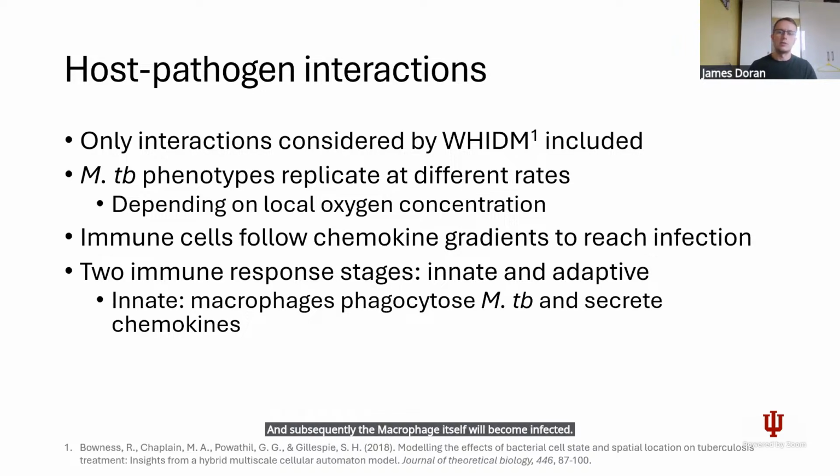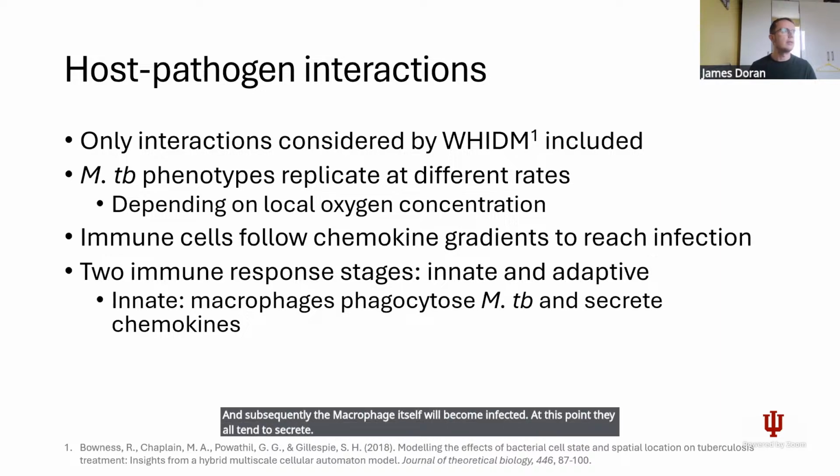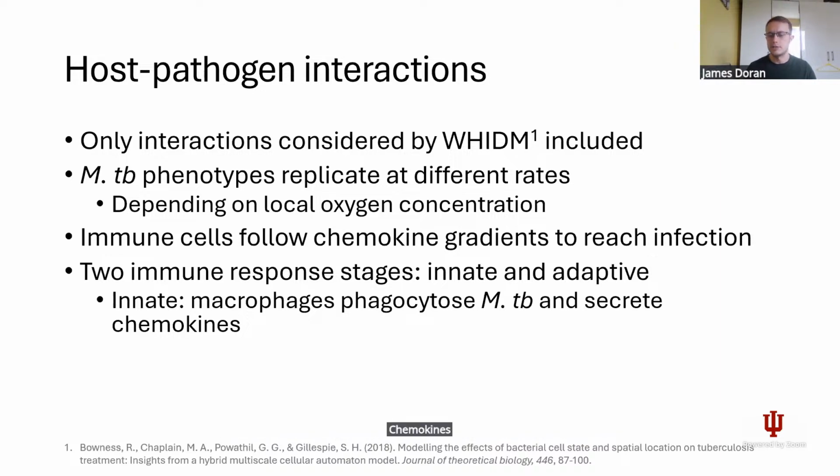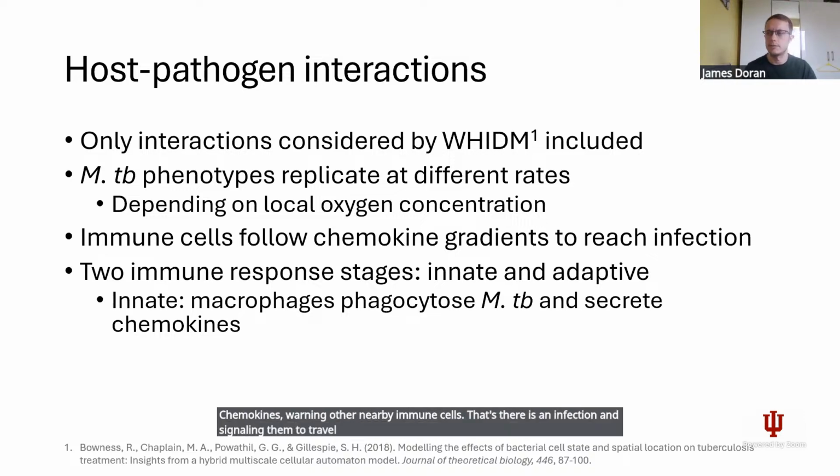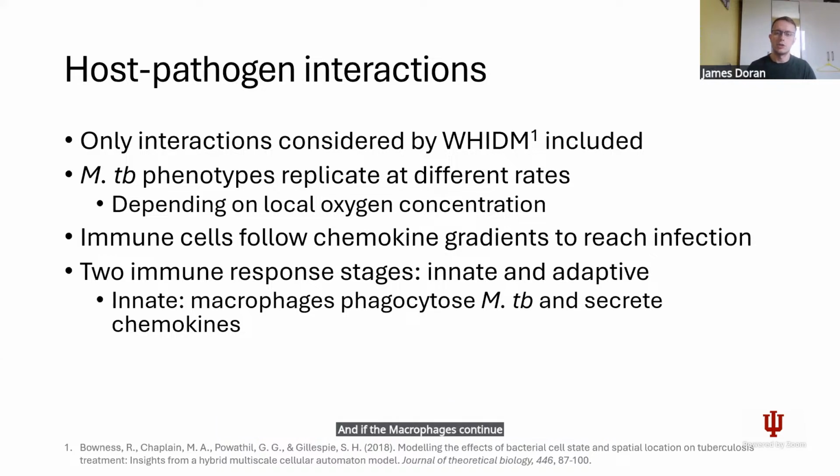At this point, they will tend to secrete chemokines, warning other nearby immune cells that there is an infection and signaling them to travel towards this site of infection. And if the macrophages continue to phagocytose too many more MTB, then eventually they reach their carrying capacity, they burst, and their intracellular bacterial load can then be released back into the lung tissue.